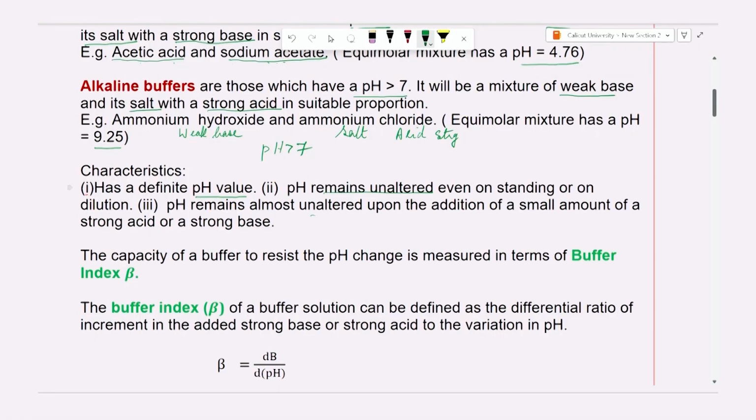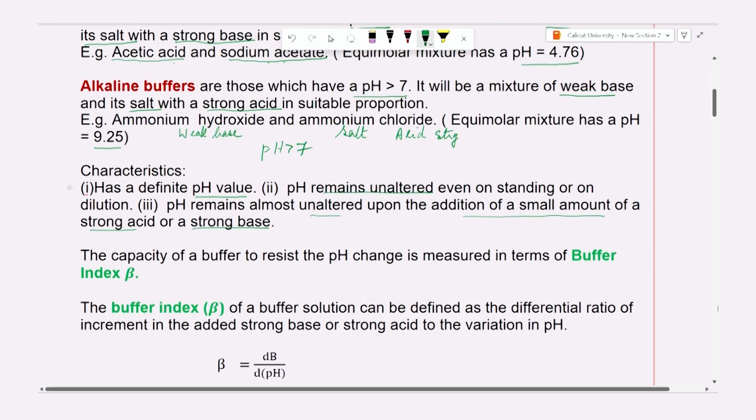The pH remains unaltered even on standing or dilution. You can dilute with water, but its pH will not change. The pH also remains unaltered upon addition of small amounts of strong acid or strong base. So, these are the characteristics of a buffer solution.